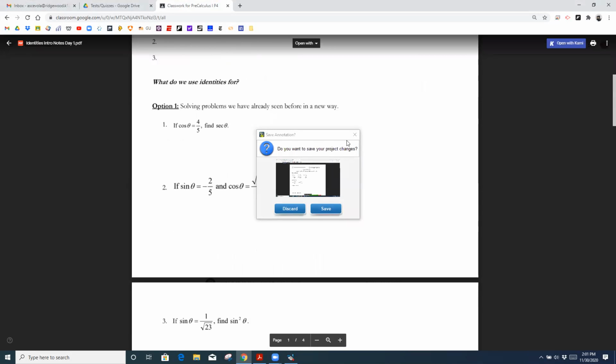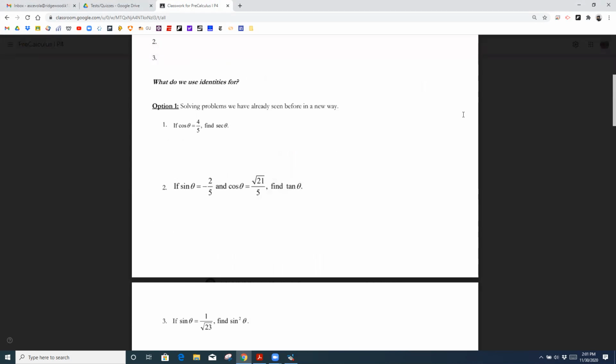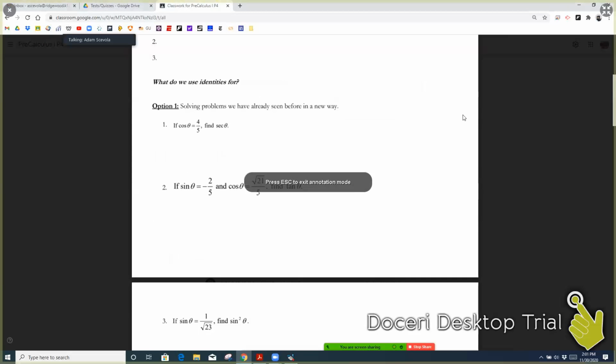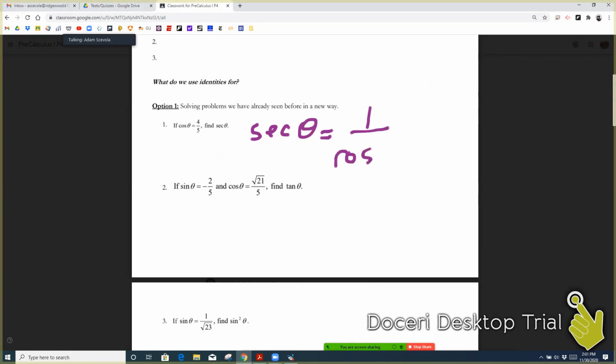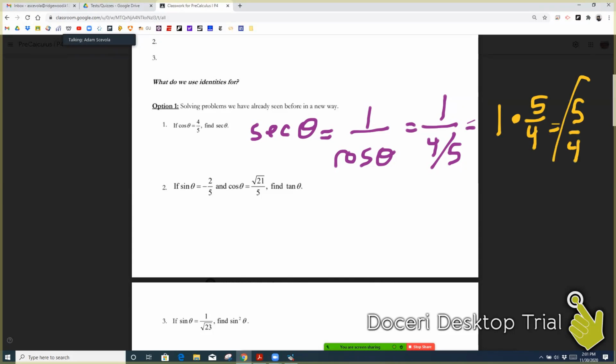So what do we use identities for? Well, we've already seen them used for different problems, like using some information to find other information. If we know the cosine of theta is 4/5, find the secant of theta. Well, I know the secant of theta is equal to 1 over the cosine of theta, and the cosine of theta is 4/5. So 1 divided by 4/5 is the same thing as 1 times 5/4, and we get 5/4. Boom. That's the secant of theta, 5/4. Bing, bang, boom.